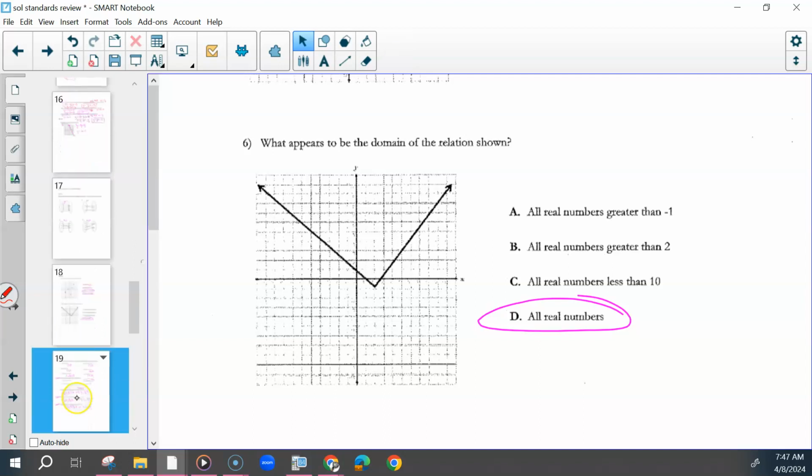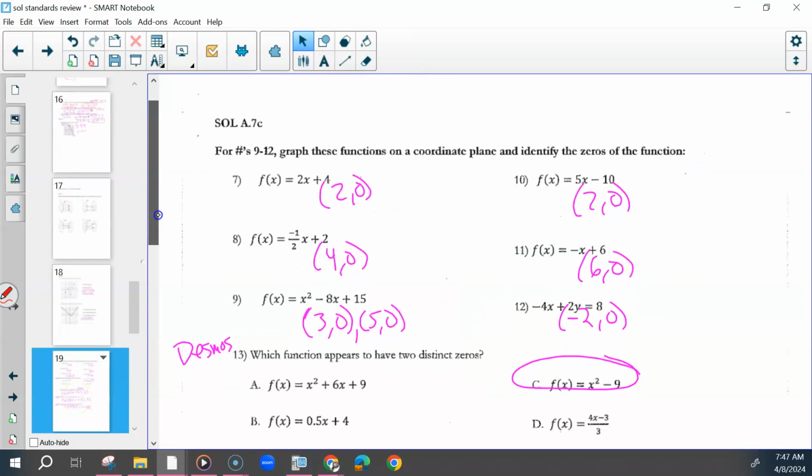And then 7C, these were all finding zeros. Those are your x-intercepts, your solutions. So you could put each and every one of these into Desmos and find those answers. So your zeros or x-intercepts for 7, 2, 0, I'll go down, 8, 4, 0, 9, 3, 0, and 5, 0, 10, 2, 0, 11, 6, 0, and 12, negative 2, 0.